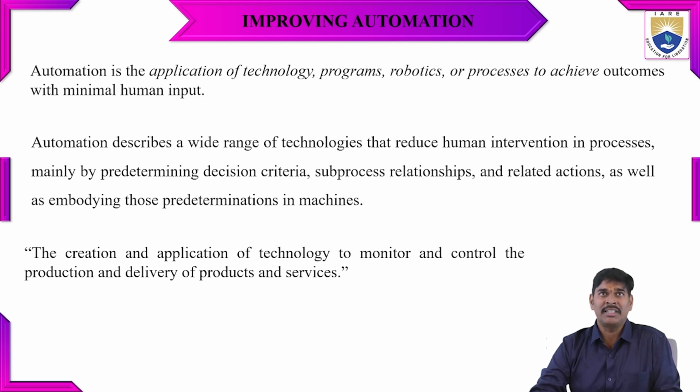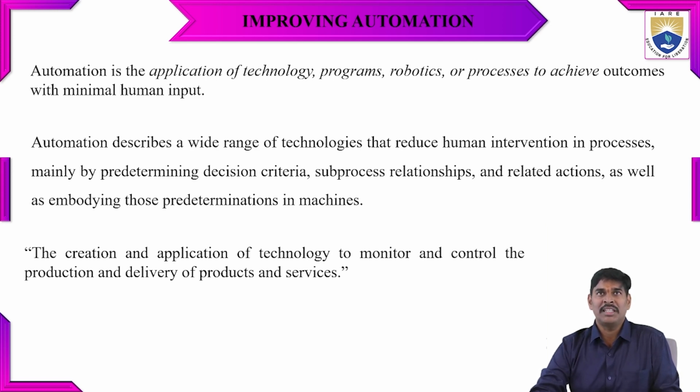First, automation is nothing but the application of technology, programs, robotics, or processes to achieve outcomes with minimal human input. It means that with less human intervention, technology is mainly used. It will automatically use different types of technologies, domains, and various programs. It mainly depends upon the robotic process, and the outcome will be very high compared to human intervention. So this is the first definition. Now we'll see another definition of how automation is described.